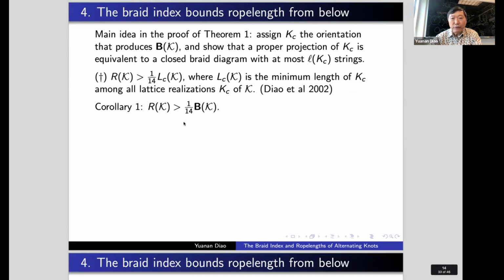And therefore, using this result, that theorem we have basically says your rope length is bounded below by some constant times the biggest braid index. That's what I mean by the braid index bounds the rope length from below. So here on the right side is your braid index, and that serves as the lower bound. Any questions?